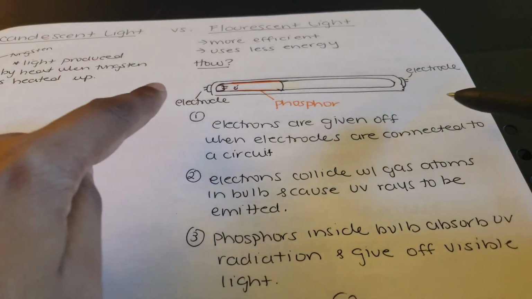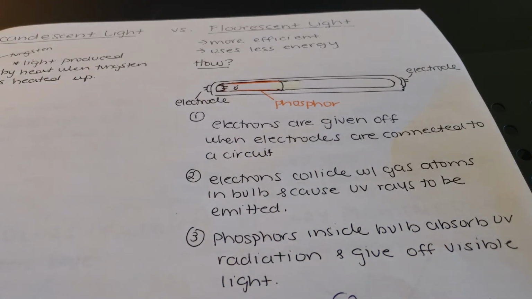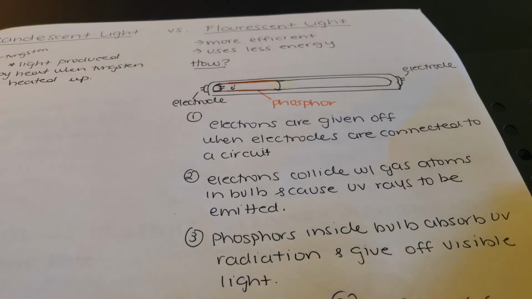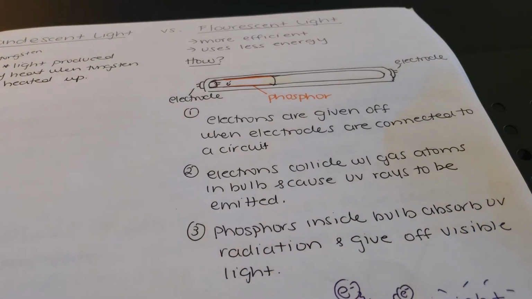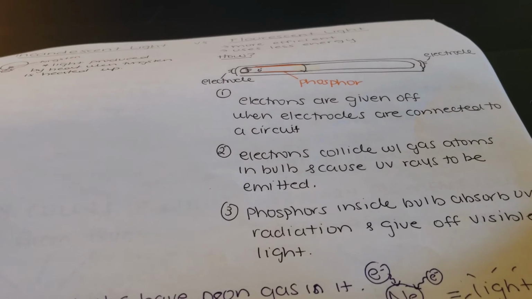Electrodes are connected to the circuit. They release electrons. Those electrons collide with the gas atoms that are already inside of the light bulb, and those gas atoms are at a lower pressure than normal. That's going to cause UV radiation, or UV rays, to be emitted. Phosphor that's painted inside of the light bulb is going to absorb that UV radiation, and it's going to give off visible light that we can use to see in our classroom or in another kind of office.